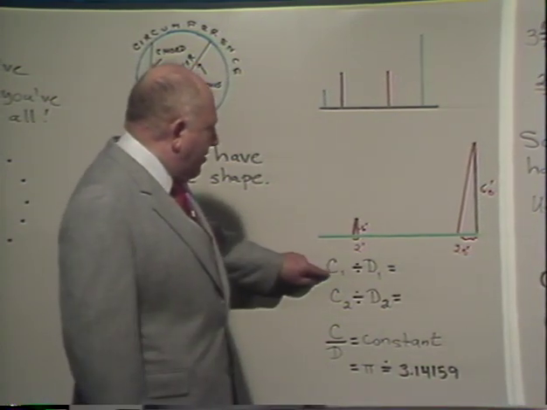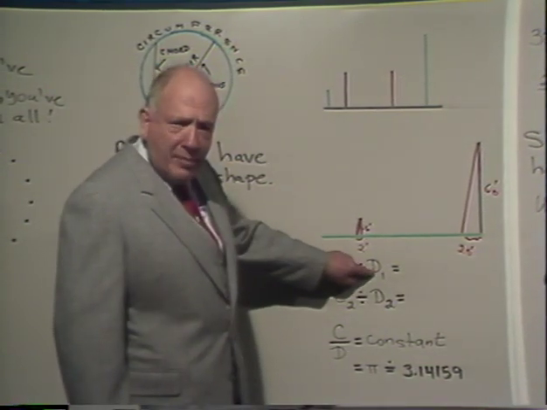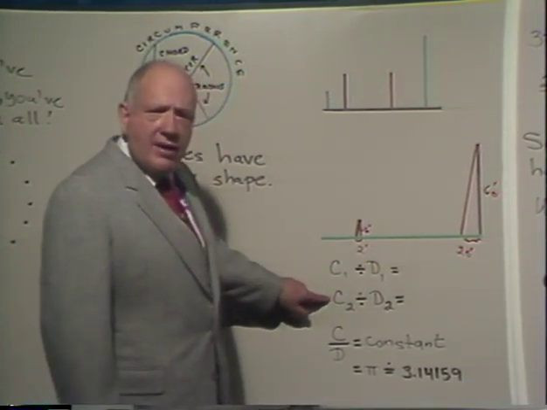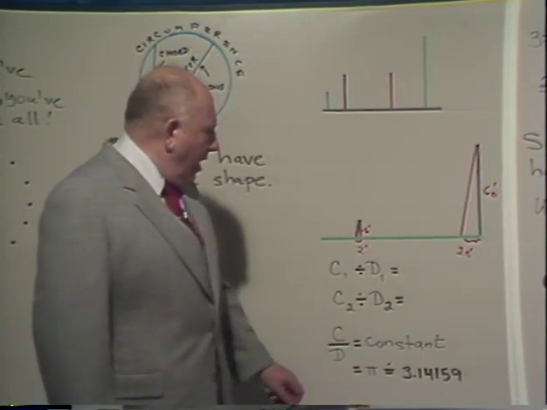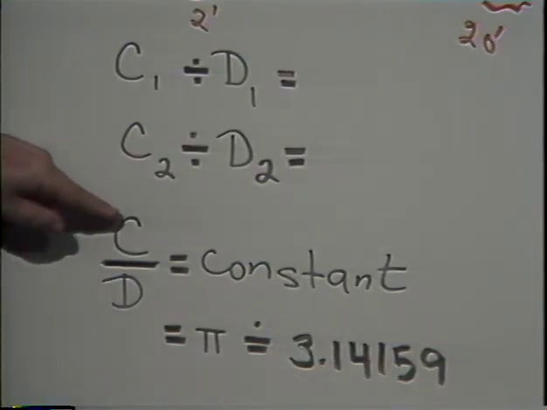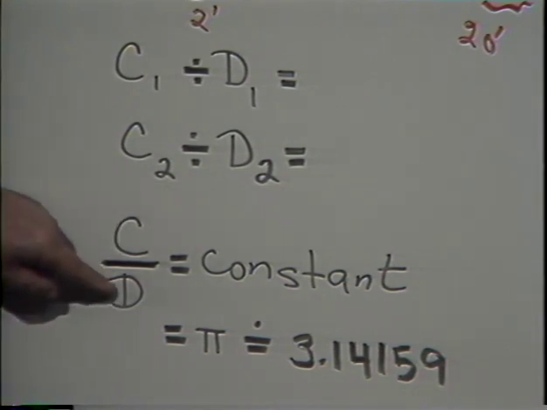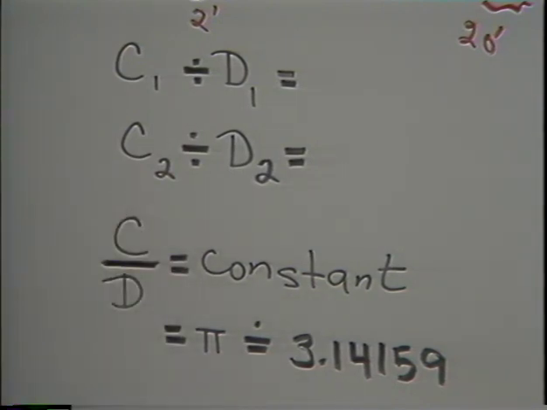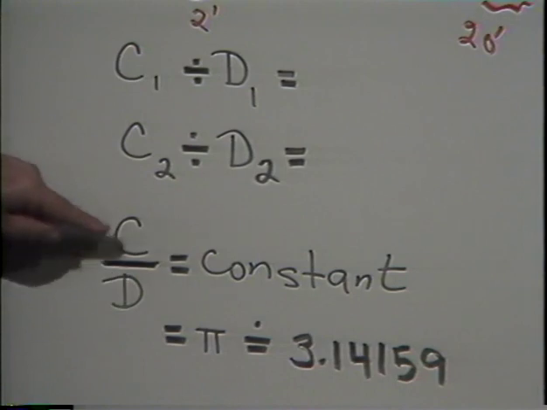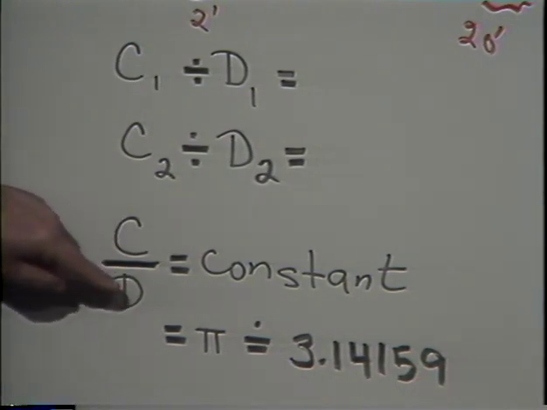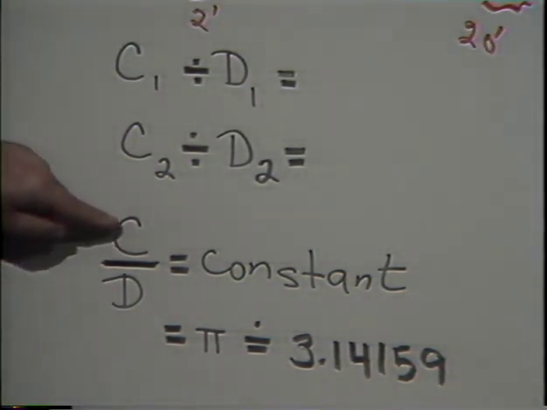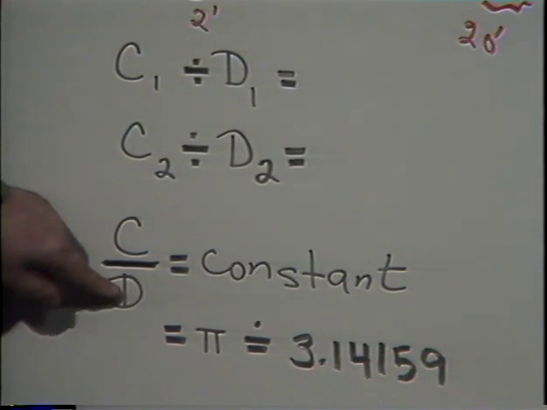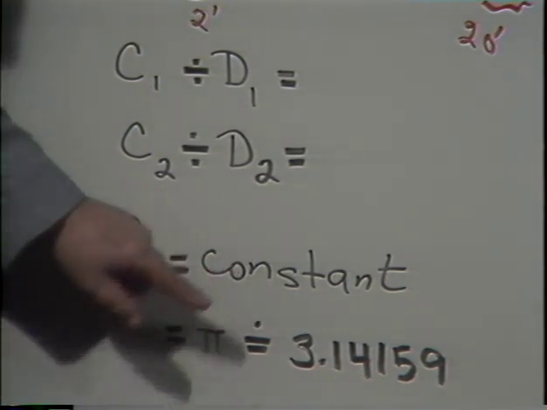In other words, if I take the first circumference and divide it by the first diameter, I will get exactly the same answer as I would if I took the second circumference and divided it by the second diameter. In any circle, if you take the circumference and divide by the diameter, no matter what circle it is, the result will always be the same number. And it's a pure number, because if the circumference was measured in feet and the diameter is measured in feet, feet divided by feet cancel and you get a pure number. If the circumference is in meters and the diameter is in meters, meters divided by meters cancel. That constant is a pure number.